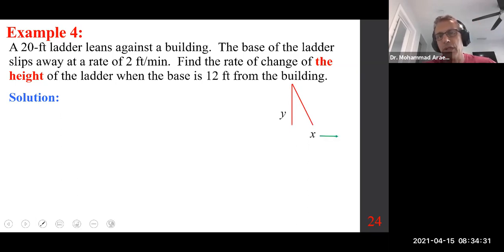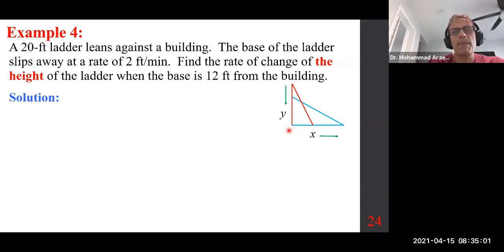So let's look at the setting. It's important to have the drawing. So here's the setup to begin with. It's going to move this way. As it moves this way, if this represents x, x gets larger. So that creates what's called dx dt, and the tip is coming down. If we call this y, it gives us dy dt, if you will. Okay, so what is given? This is fixed at 20 feet. The base is slipping away this way, so dx dt is 2 feet per minute. Coming down, we are looking for dy dt when x is 12 feet. What else can we say?